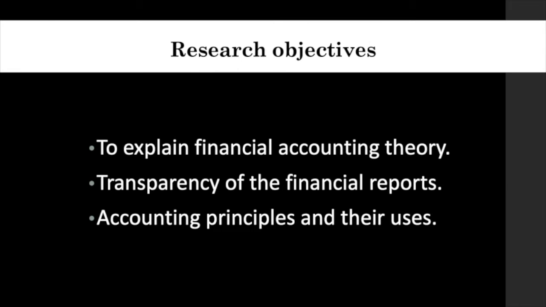Next part is the objectives. In this research, I'll explain the financial accounting theory, which consists of two types. One is positive accounting theory, also known as the descriptive approach, and the other is the normative approach. In the positive approach, accounting transactions to final reports is considered, while in the normative approach, basic rules to get the monetary value of the organization is considered.